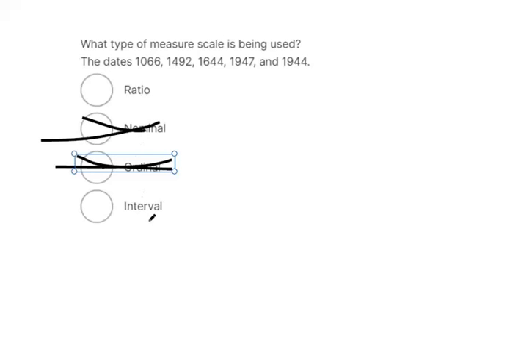So between ratio and interval, ratio is when you have a true zero. In the year 0 doesn't mean the absence of time, right? It's not a true 0. It's not a true representation of nothingness. Dates can go back into the BC, so this is interval.